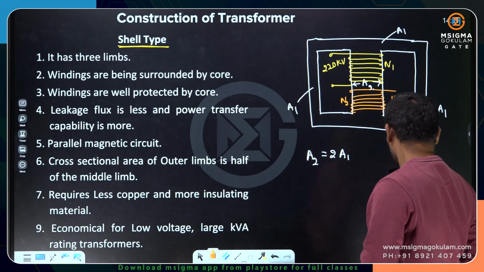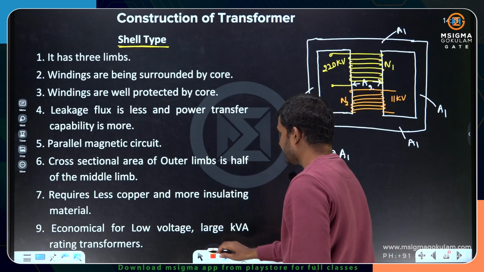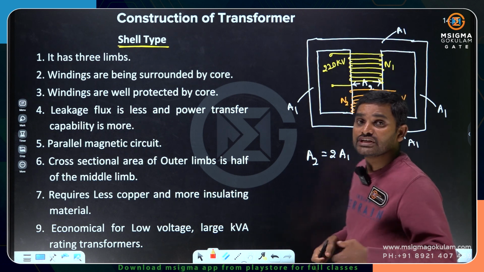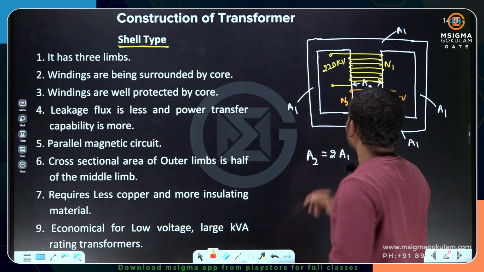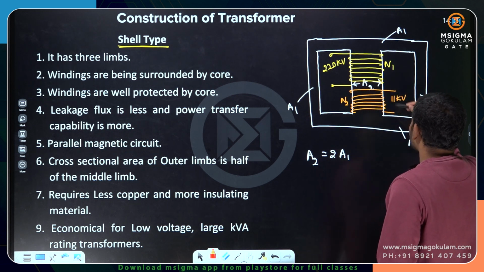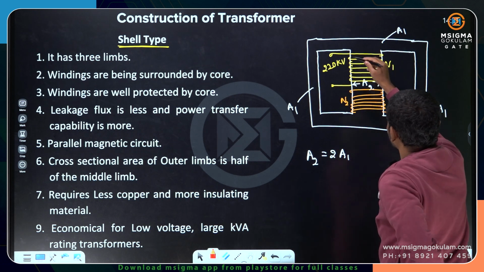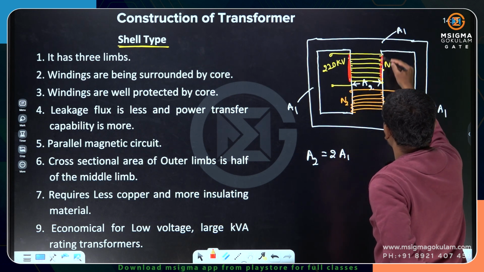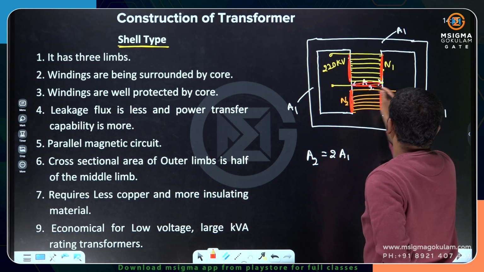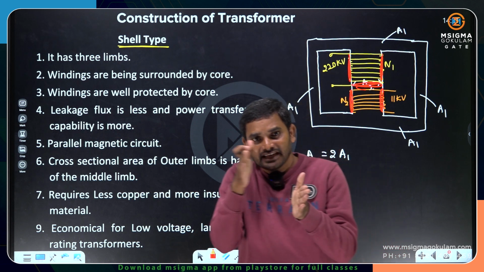And moreover, one more point: there we discussed more copper, less insulation. Here it is less copper and you need to put more insulation. Why? This side has 220 kilovolts potential and this side 11 kilovolts potential. These two potentials are acting on the same leg, na? So the thickness of insulation is required between the core and winding, and between the 11 kV and 220 kV also, 220 kV and the core.